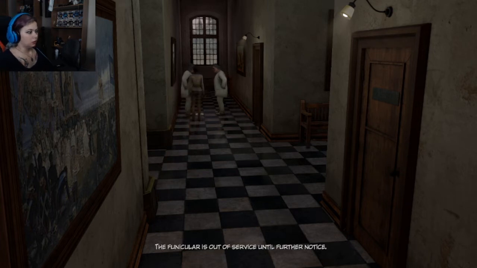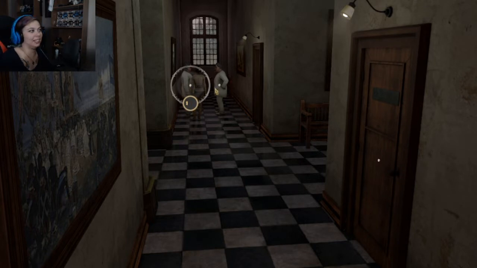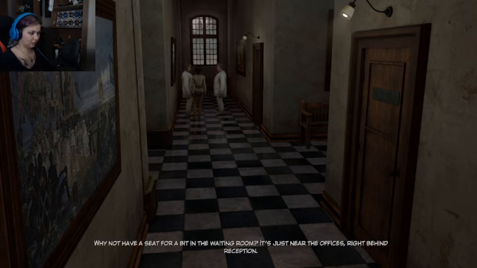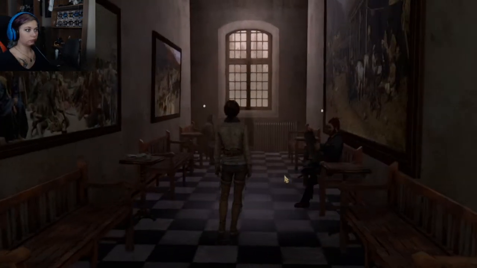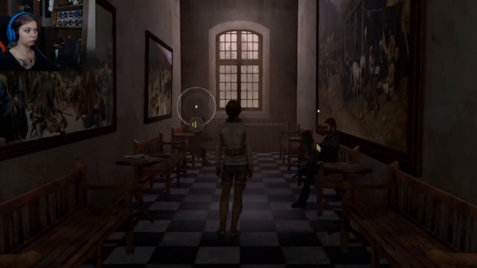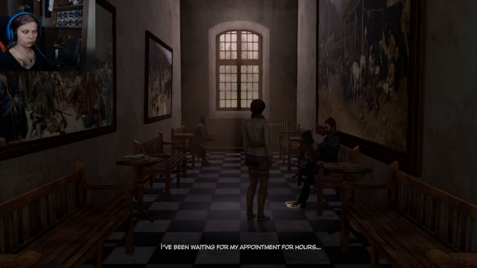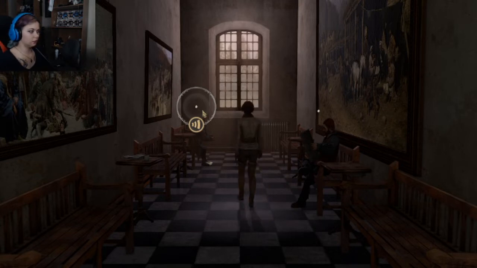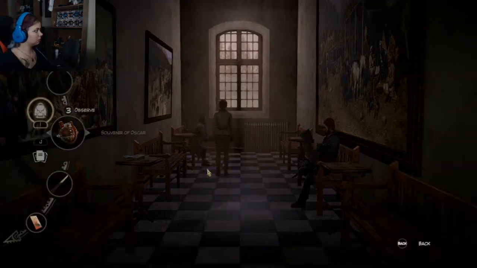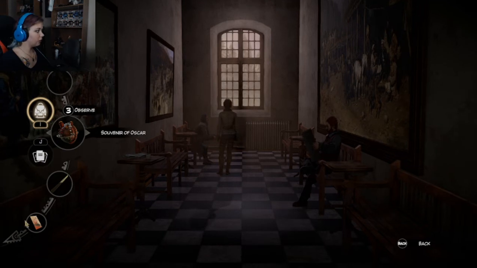The funicular is out of service until further notice. I don't know what the funicular is. Why not have a seat for a bit in the waiting room? It's just near the offices, right behind reception. I've been waiting for my appointment for hours. You sound like Canton. Or not Canton. Marson. Speaking of... Wait a second. I don't have my phone anymore.